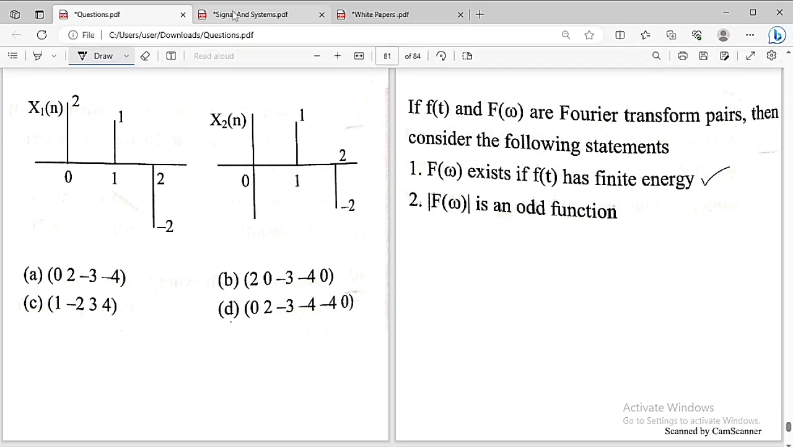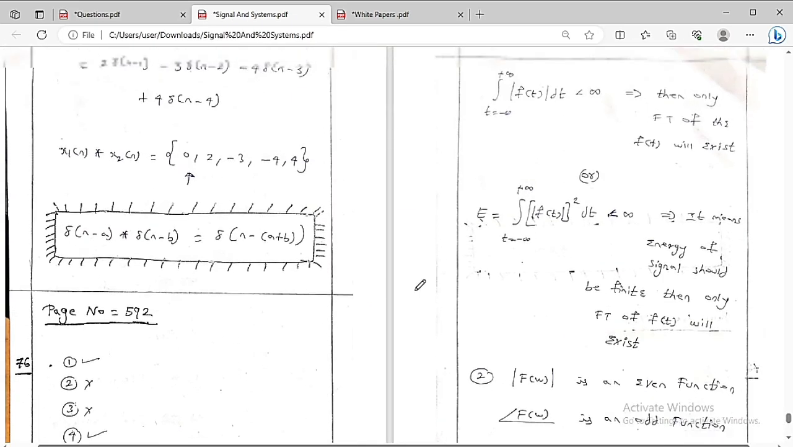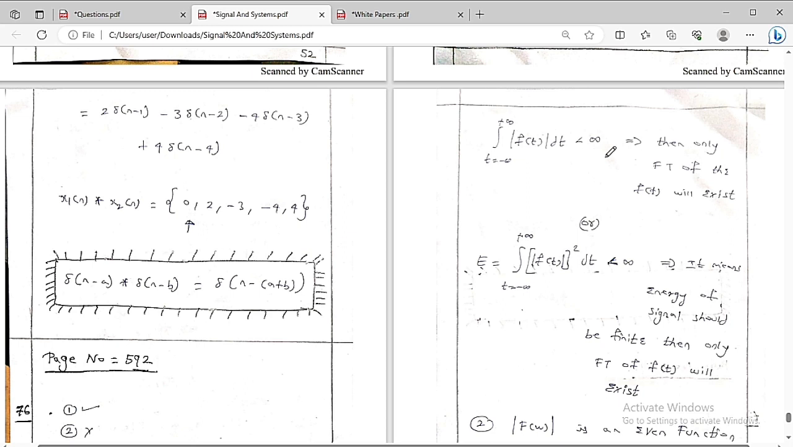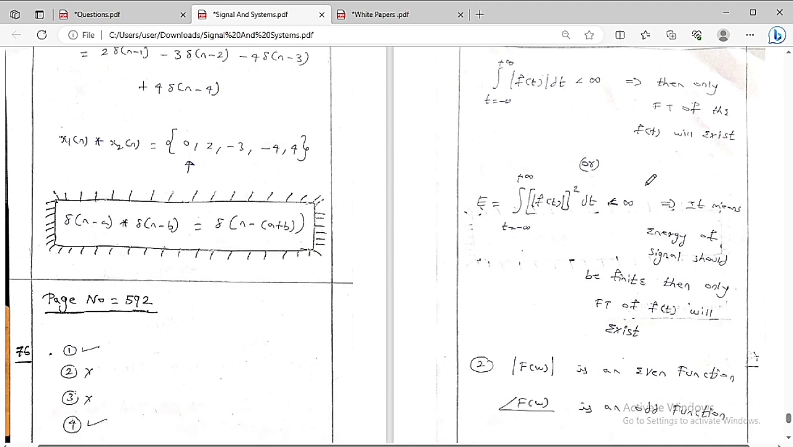Now, let's go for statement 2. Statement 1 is correct. Or we can also write it like this: the integration from t equals minus infinity to infinity of mod of f of t dt is less than infinity. Only then the Fourier transform of f of t is going to exist. I already told you, when f of t is absolutely integrable, the Fourier transform is going to exist. What is the meaning of energy? Energy of a given signal is equal to the integration from t equals minus infinity to infinity of mod of f of t whole square dt.